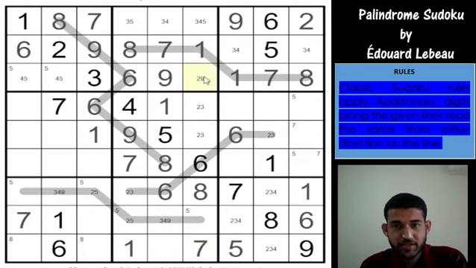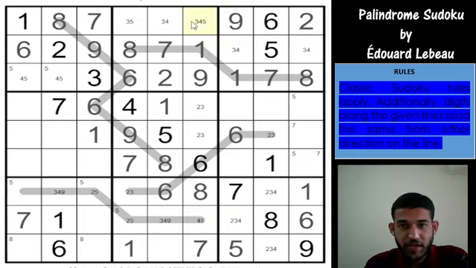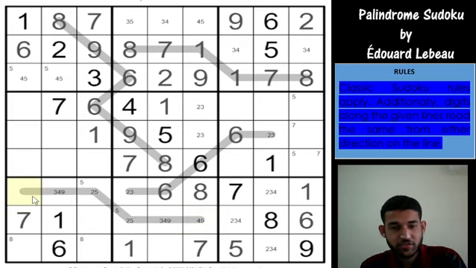So that's 9, that's 2. Oops, sorry, that is actually 2 and that is actually 9. 1 9 2 3 6 7 8. So this is a 4 or a 5, and that's a 4 or 5. And because this is 4 5, so this end has to be 4 or 5.